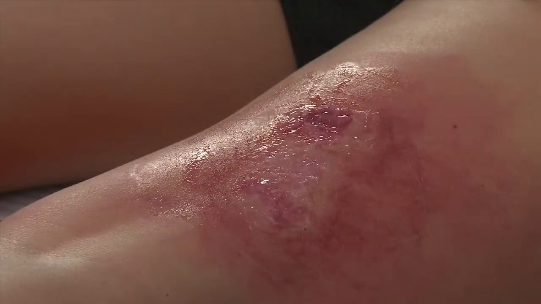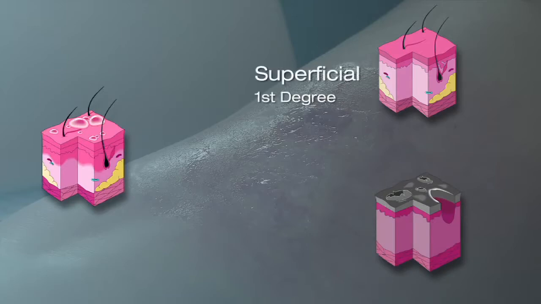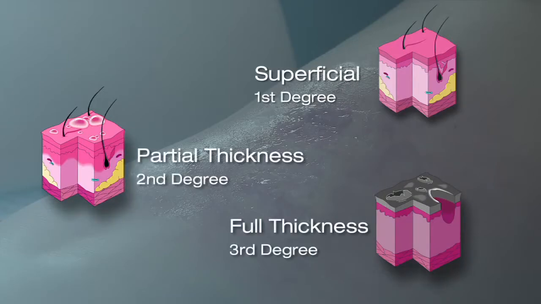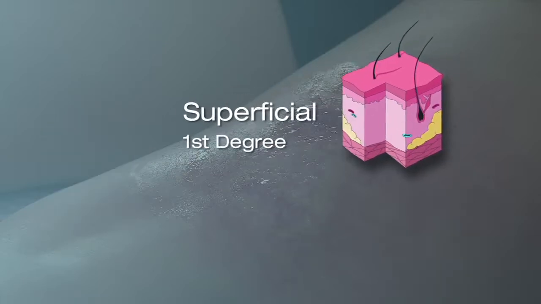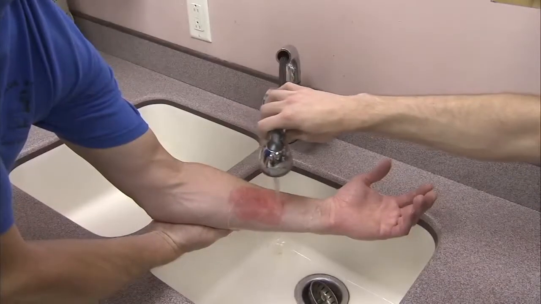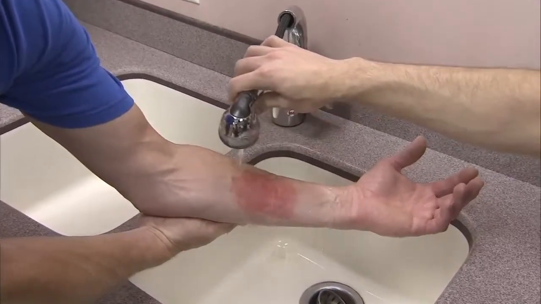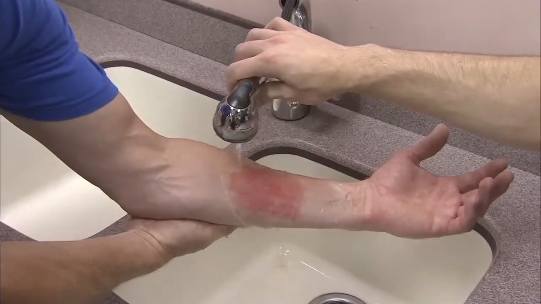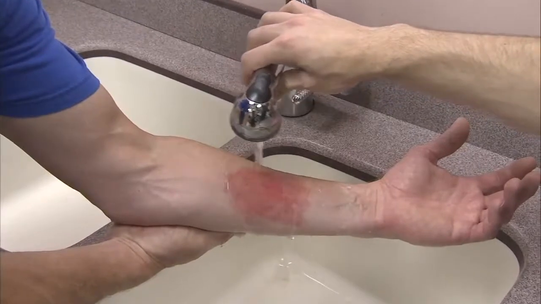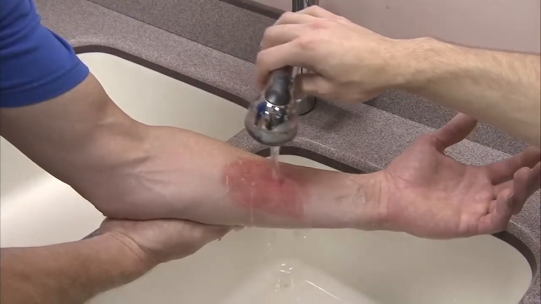Burns are graded on the basis of tissue damage. There are three types: superficial, partial thickness, and full thickness. A superficial burn is a first-degree burn. It usually only involves the epidermis. Commonly seen with sunburns, they are caused by heat, flames, hot liquid, or prolonged sun exposure. The skin will appear pink to red and will be dry. There may be slight swelling, but no blisters.